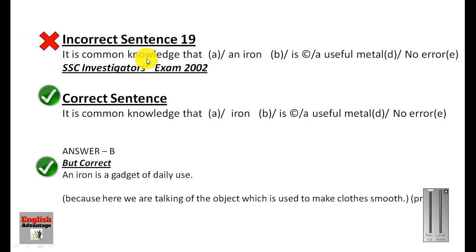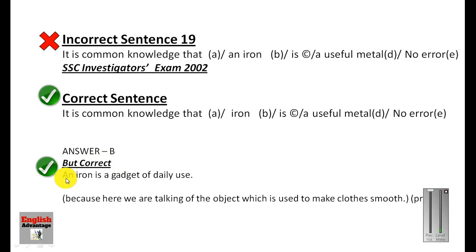It is common knowledge that an iron is a useful metal. Iron is definitely a metal. Iron is a kind of material, and with the material noun we do not use a or an or any article if we are talking about it in the general sense. So that is why you have to remove this n from here. The correct word would be iron. So the answer would be B.